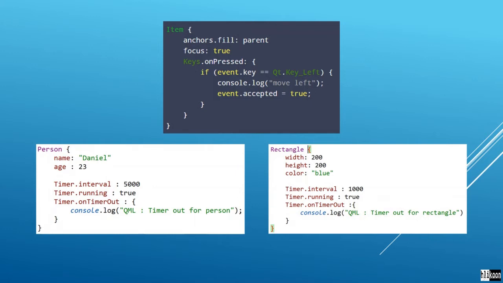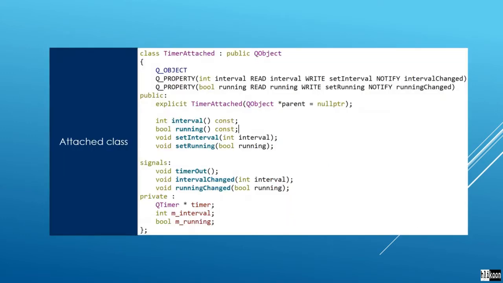In this lecture, we are going to see how we can build such features for our own C++ classes. What we want to do is add timing features to our QML items, be it our own QML items like the Person item here, or other items that are already available in QML like Rectangle here. So how do we do that? Well, there are a few things you need to do.